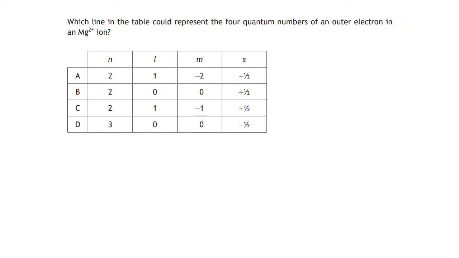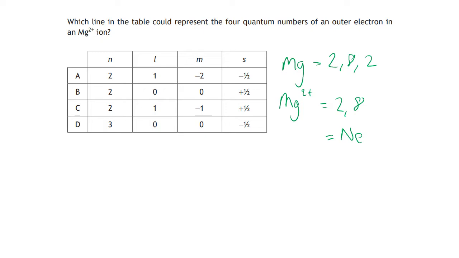So speaking of quantum numbers, we are looking at magnesium 2 plus ions in this question. For the magnesium 2 plus ion, go to your electron arrangement page in your data booklet if you do not know it. Page 8 is where you would find the electron arrangements in the data booklet. The magnesium atom is 2,8,2, but magnesium as a 2 plus is 2,8, which is equivalent to neon.